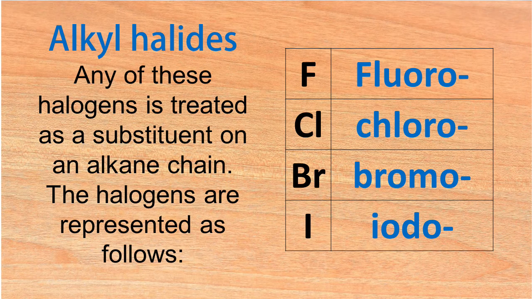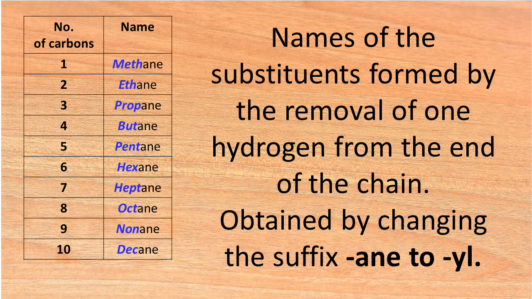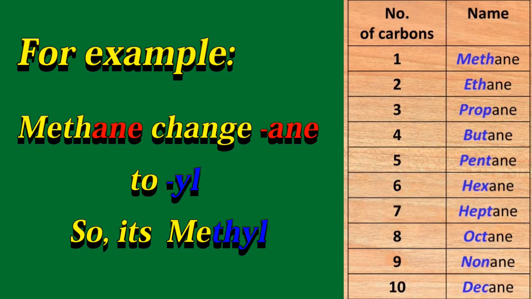Before starting, you should have already prior knowledge on alkyl halides, so any of these halogens is treated as a substituent on the alkane chain. Always remember that the names of the substituents formed by the removal of one hydrogen from the end of the chain is obtained by changing the suffix "ane" to "yl". For example, in methane, change the suffix "ane" to "yl", so its name is methyl.